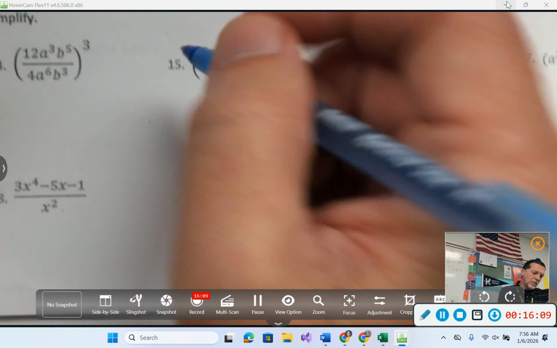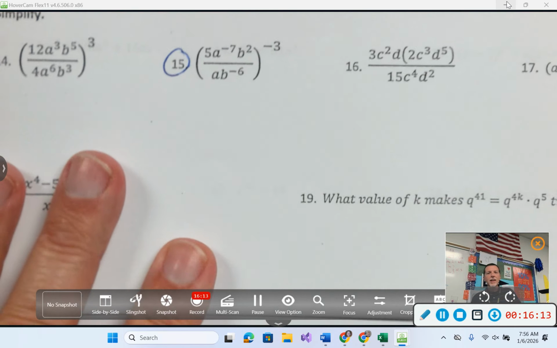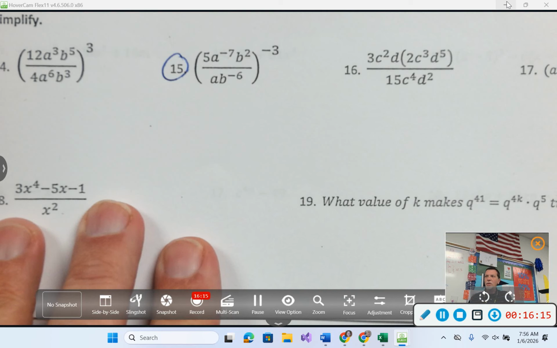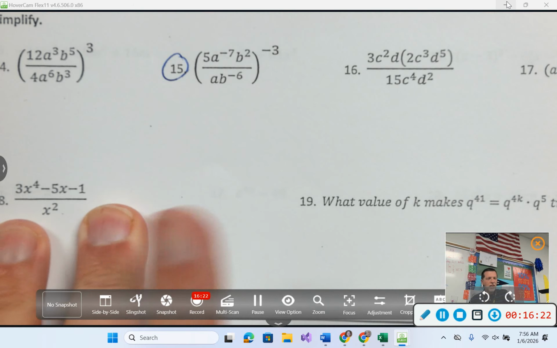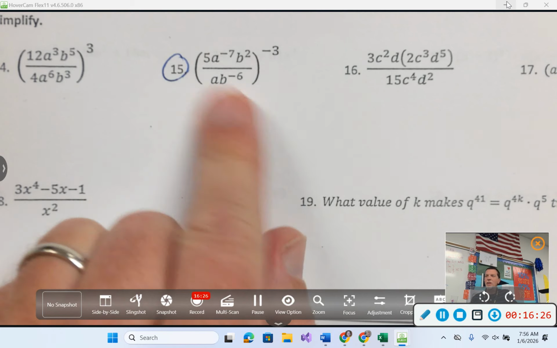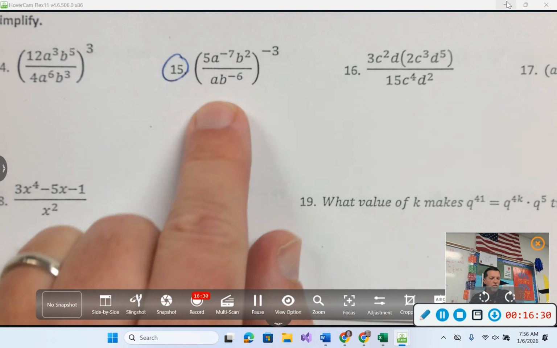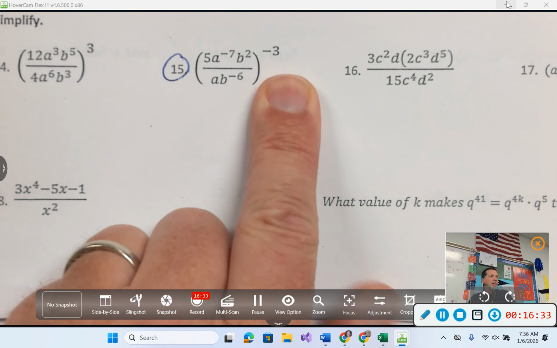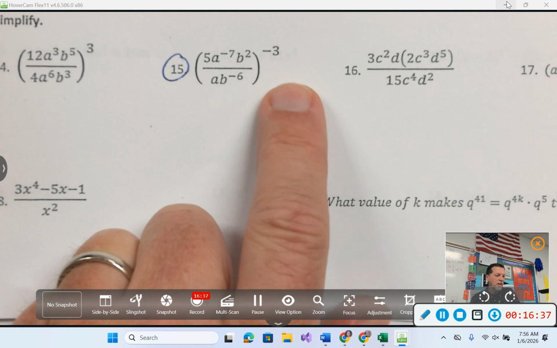Let's jump down to some other review stuff, like number 15. Handling all those negative exponents. So what does a negative exponent do? Flips it. Before we start flipping things, what do you want to do first? Remember, that's always kind of a question on these. Do you want to fix the inside stuff, or do you want to distribute the negative 3? Okay, I think I heard most people say negative 3.